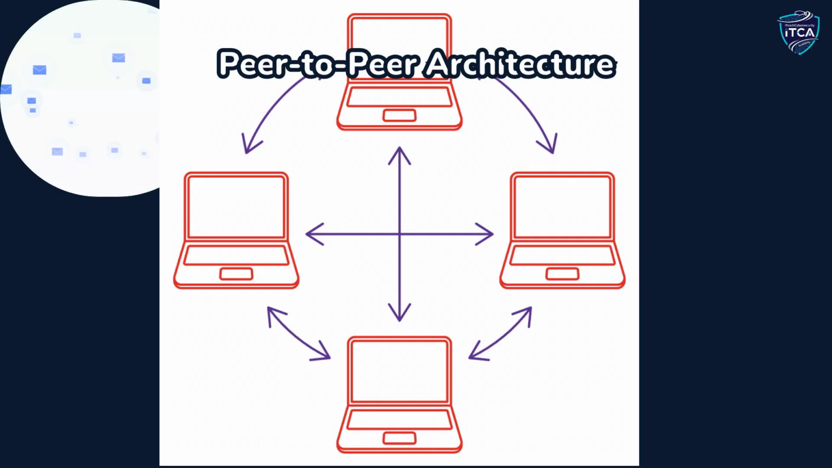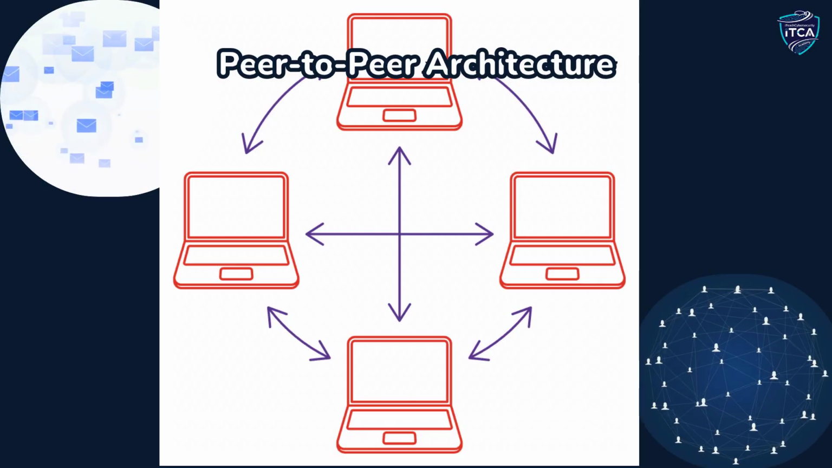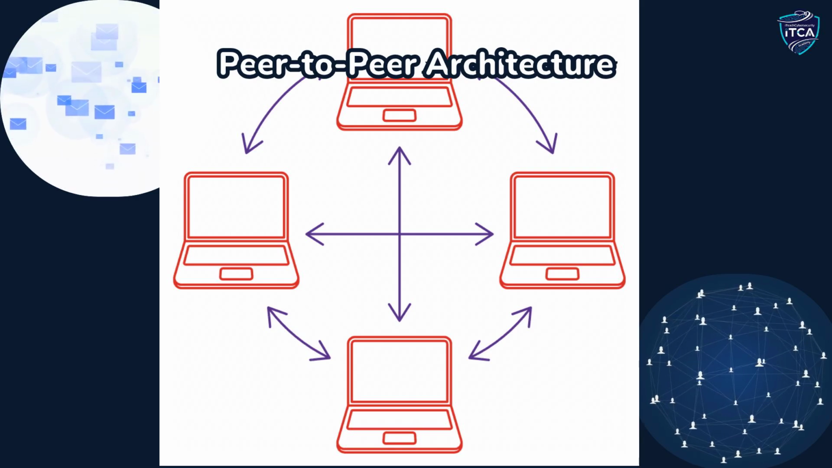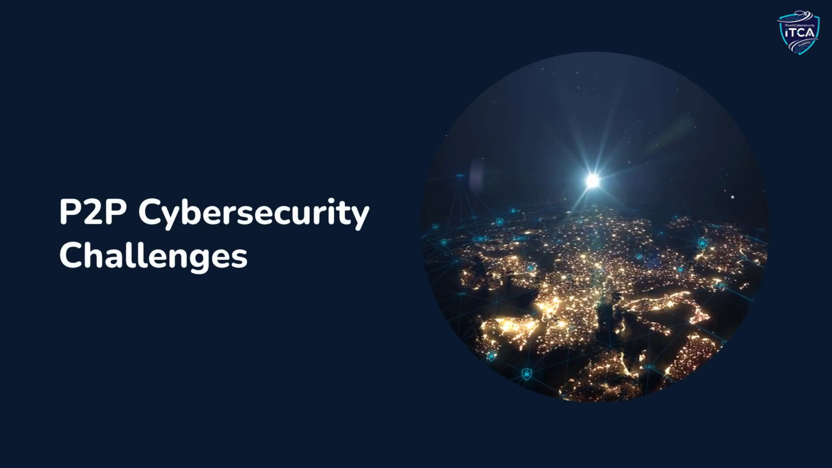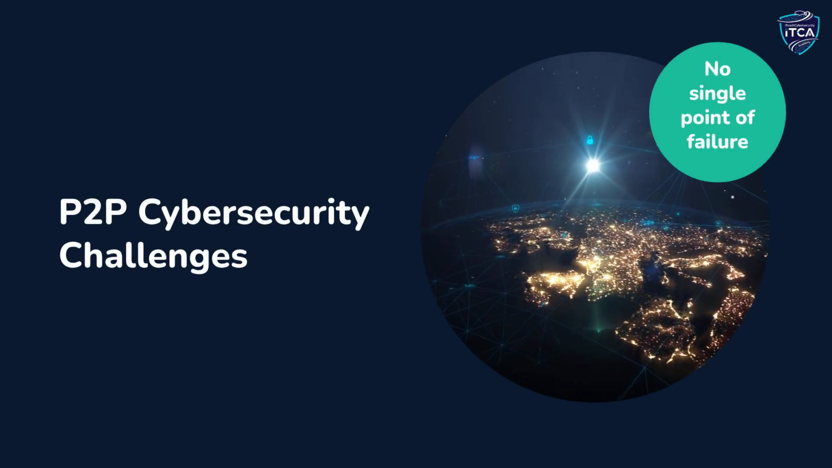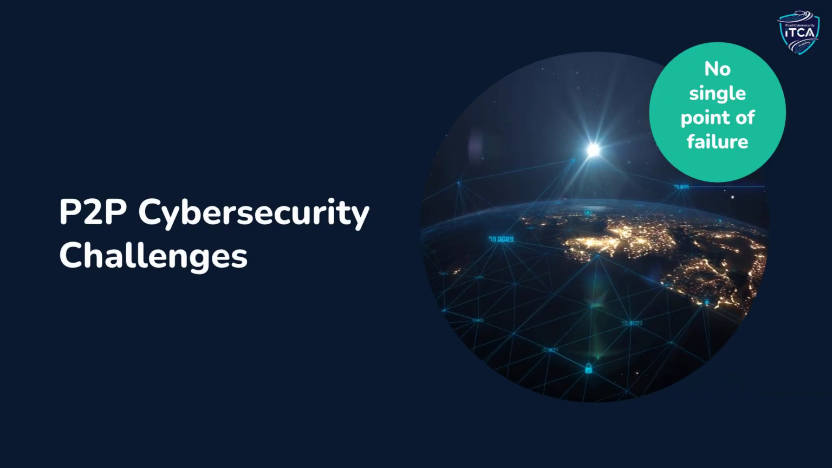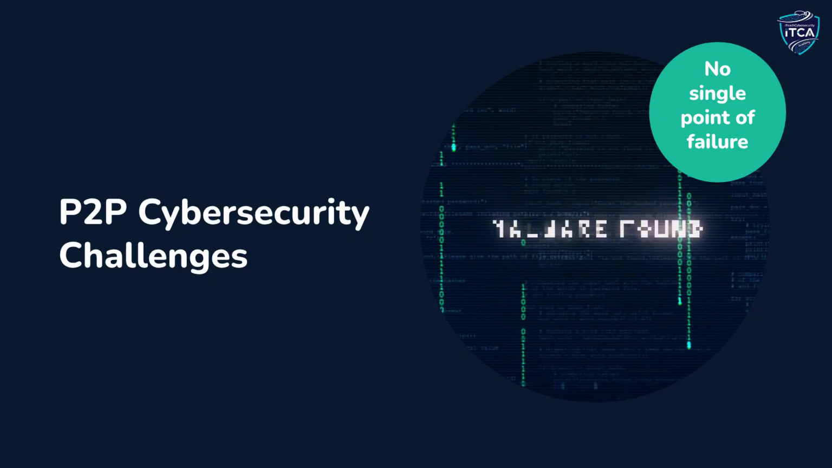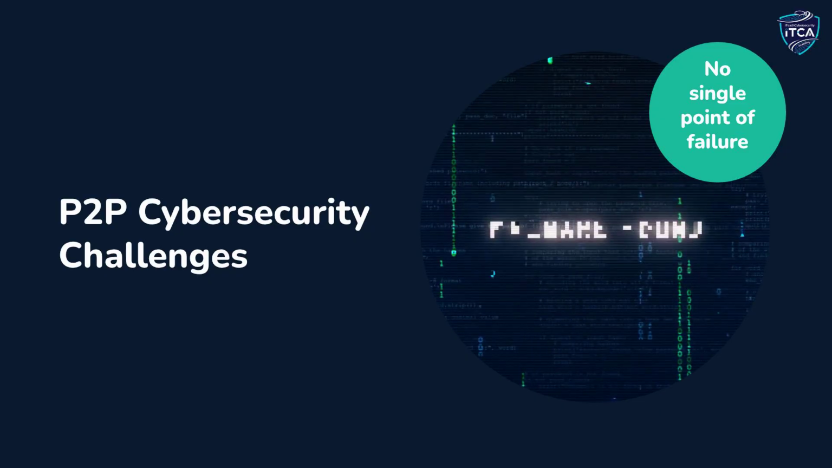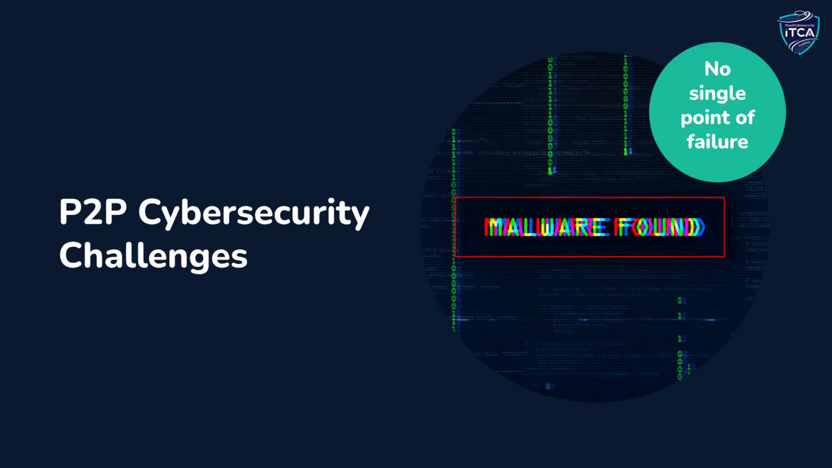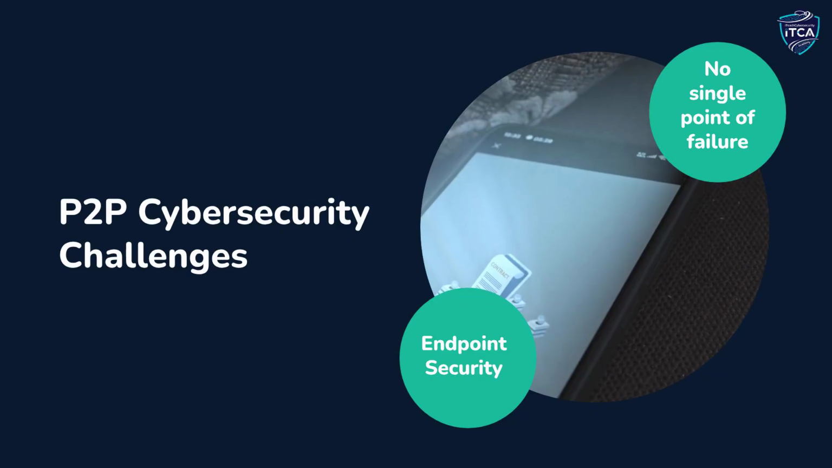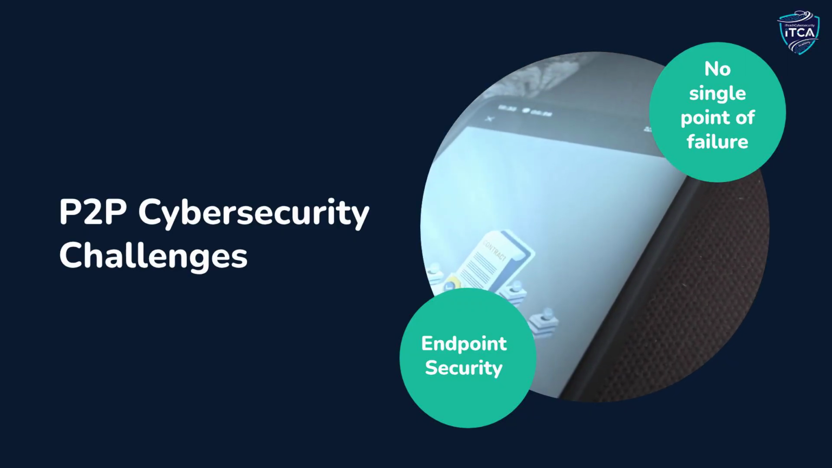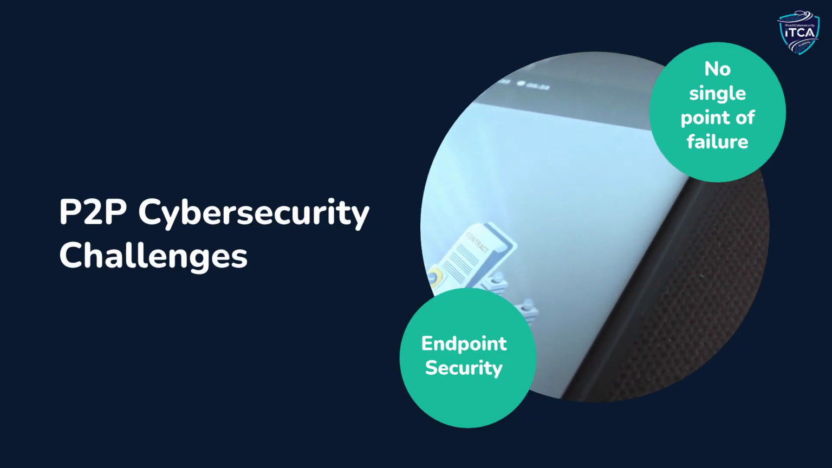Devices communicate and share resources directly without relying on a central authority. Examples include file-sharing systems, some messaging platforms, and blockchain-based networks. From a cybersecurity standpoint, peer-to-peer systems have no single point of failure, but they are much harder to monitor and control. Trust is distributed, and attackers can exploit weak devices to spread malware across the network. This makes strong endpoint security, encryption, and identity verification absolutely critical in P2P environments.